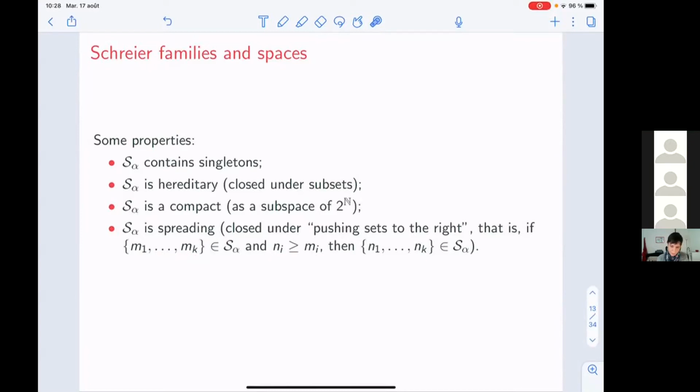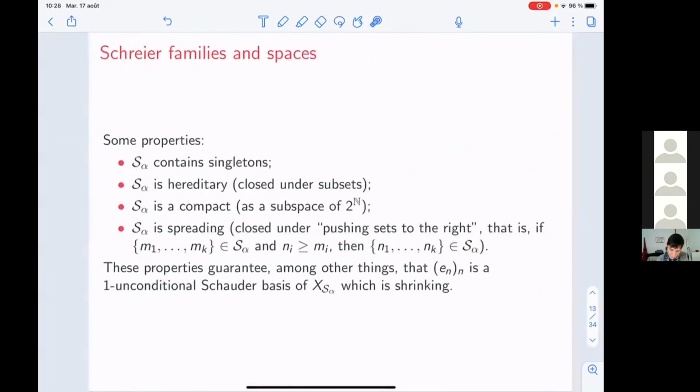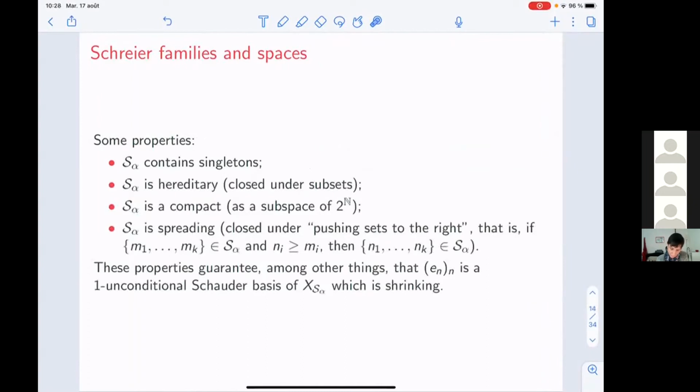So the Schreier families have all these properties, and these properties guarantee that the canonical basis of the c00 is indeed a 1-unconditional Schauder basis of the corresponding Schreier spaces, and which is also shrinking. As I said, the most important here is that the family is compact to guarantee that this Schauder basis is shrinking. This will be what I will mostly use. Okay.